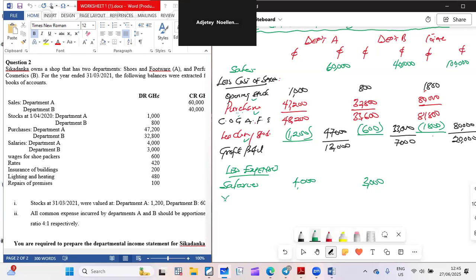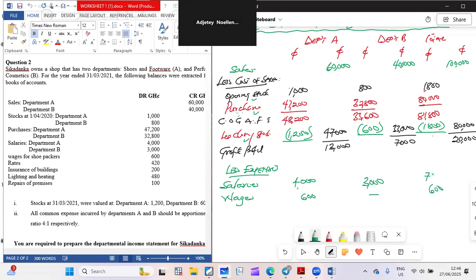So you do wages. It is for the shoe packers. It is attributed. And shoe packers are in which department? Department A. So it will be solely attributed to Department A. So it will be part of the things we call allocation. So that one is what? 600. So there wouldn't be anything here. The total here is 600.